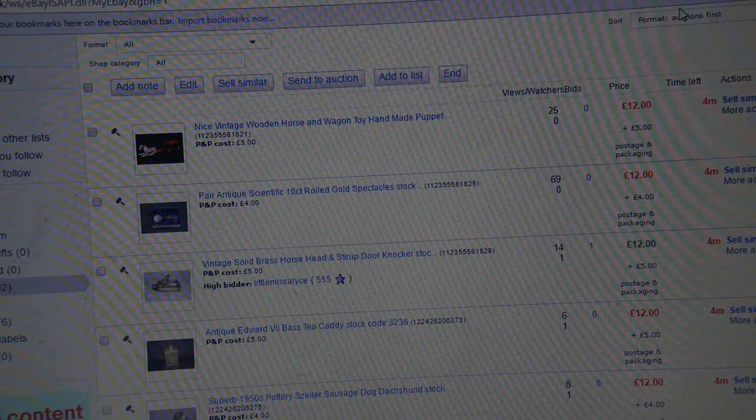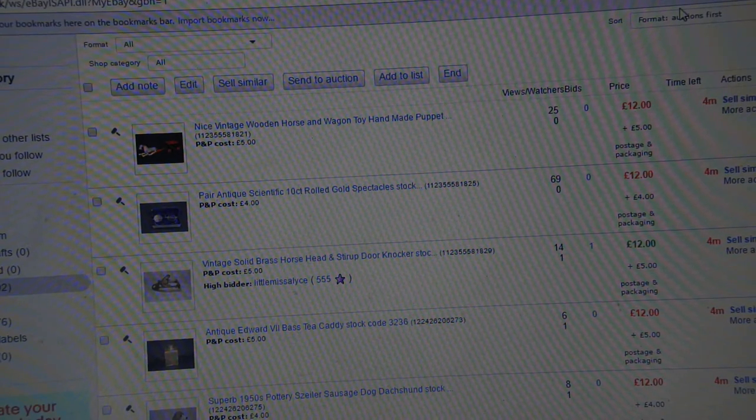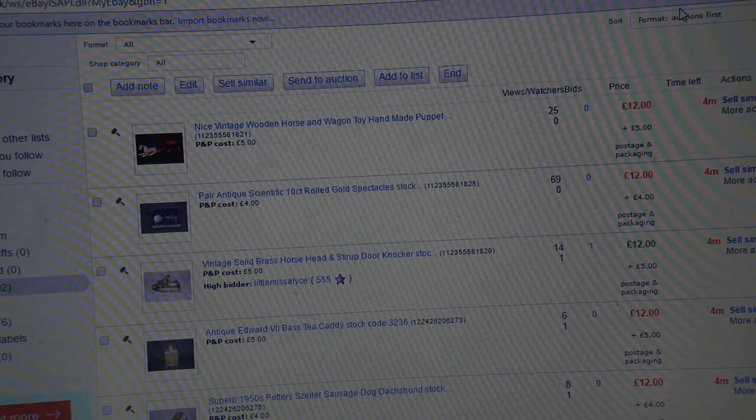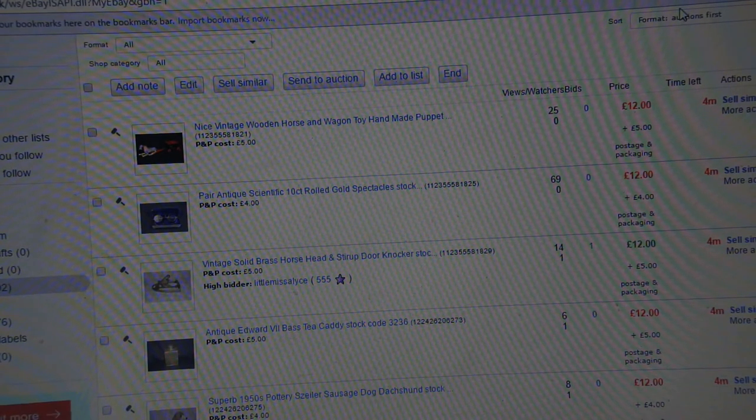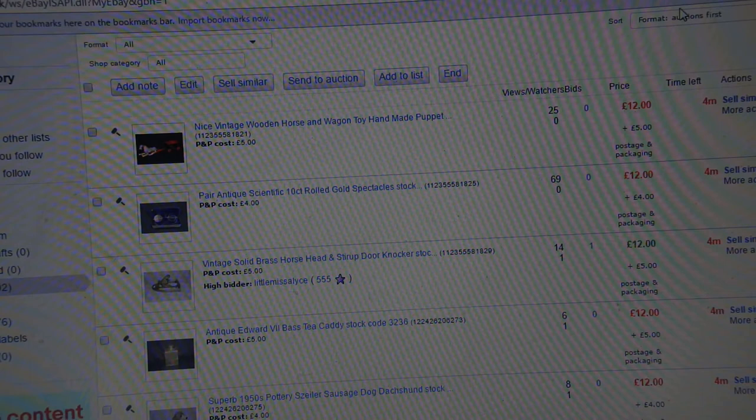I feel there's nothing wrong with any of the items. If you went to buy any of these off an antique dealer, tea caddies, the spectacles, anything, you wouldn't get them for the £12 I'm offering them here to people. As I've said, I'm not going to make any money on this.